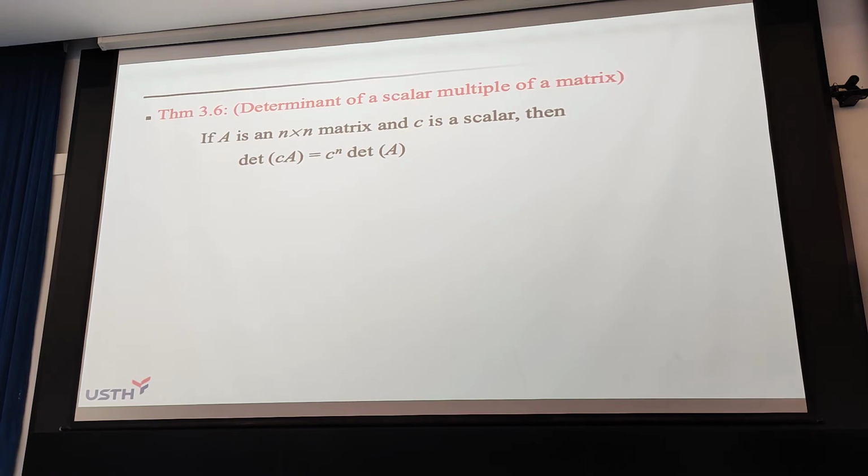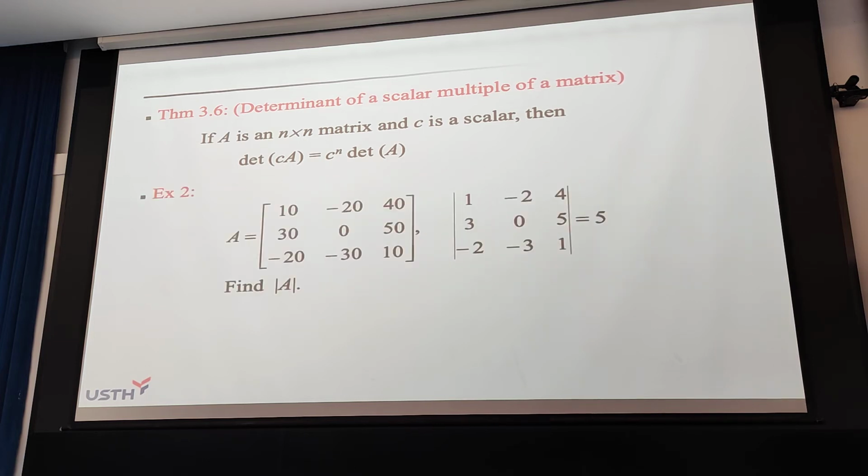The next one we have to verify. Suppose that C is a number and we multiply the number C with the matrix A. CA means we multiply every entry of A by the number C. Then the determinant of CA will be C to the power n multiplied by the determinant of A. And here is an example.